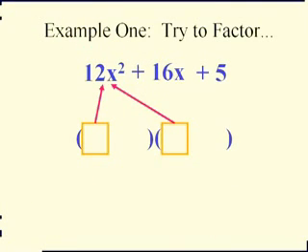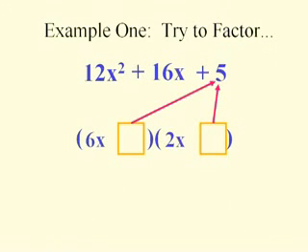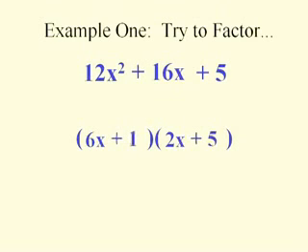Let's make a reasonable guess for these two numbers. We know they have to multiply to 12x squared. How about 6x and 2x? It's a reasonable guess. And a guess for these two, they have to multiply to 5. It is only a guess, but I'll put 1 and 5. Now, am I correct?